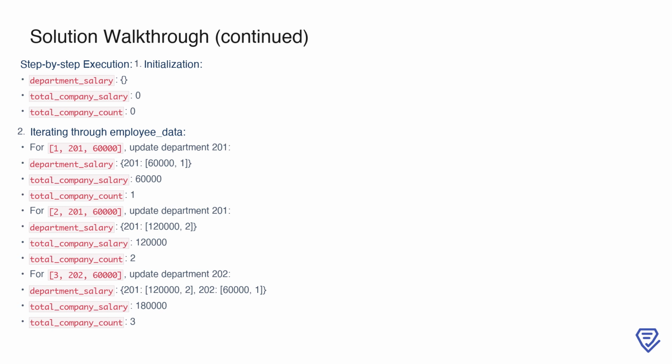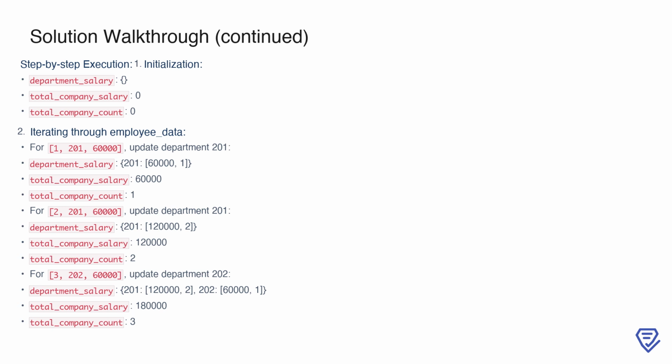For the second record, 201, 60,000, another employee in Department 201 earns 60,000. We update Department 201's data to reflect a total salary of 120,000 and a count of 2. The company's total salary increases to 120,000, and the count becomes 2.